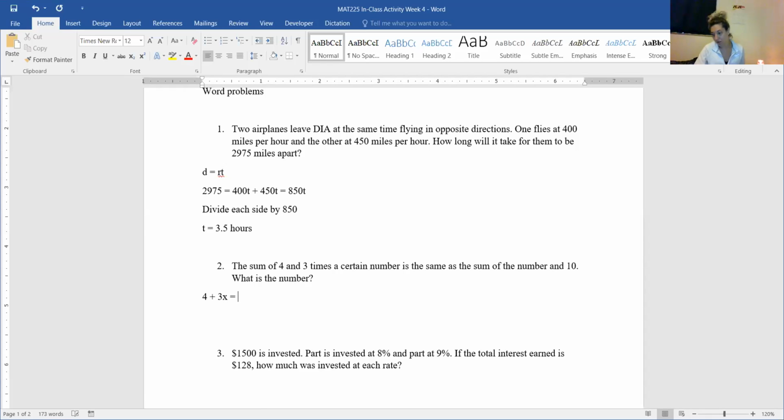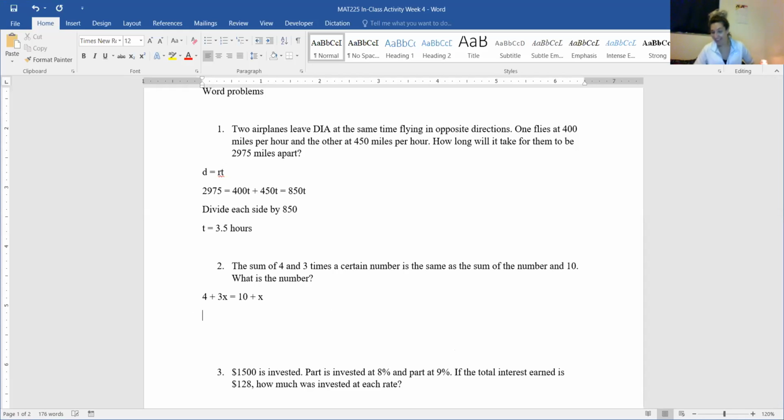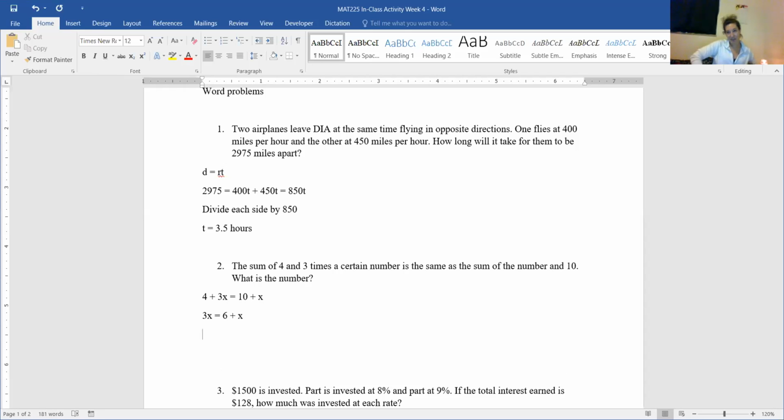The sum of 4 and 3 times a certain number is the same as the sum of the number and 10. What is the number? Say what? I'm with you. I'm like, sum of what? Okay, so the sum, that's adding. Yeah, that's what equals that 10? I don't know. 4 plus... Walk me through this, Mike, please.